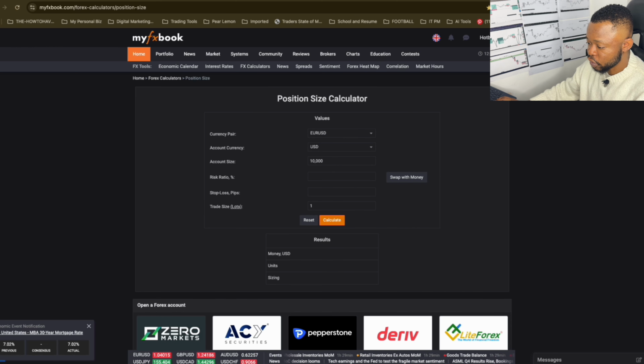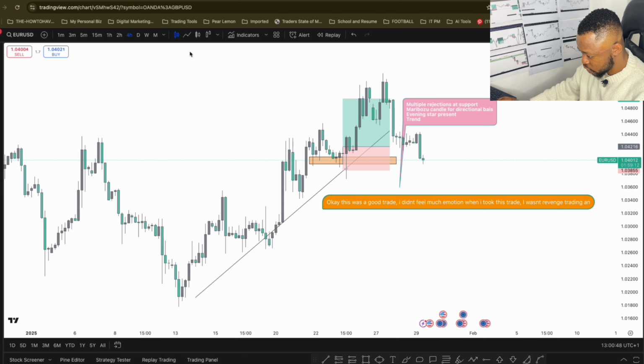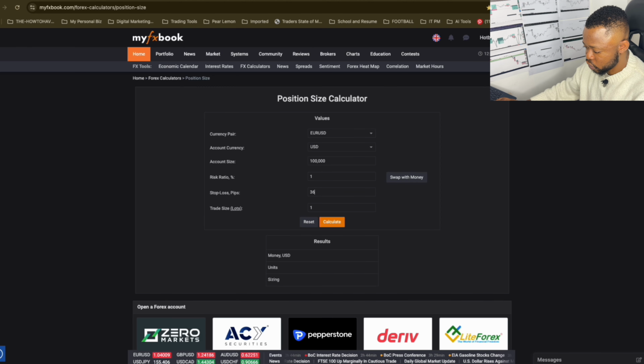$100,000. Now, what's my risk ratio? Am I risking 0.5%? Am I risking 1%? Am I risking 0.25%? So let's say I'm risking 0.5% for this trade, or let's say 1% for this trade. My stop loss count is how many pips? So we can look at this and we see this is 36 pips in stop loss. You put 36 pips and you calculate.